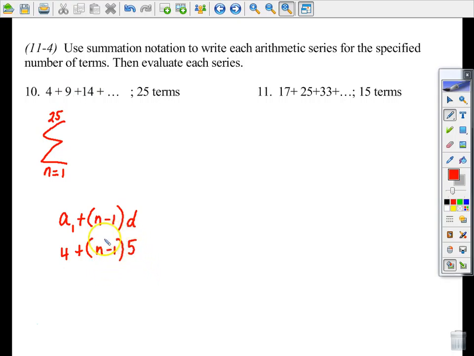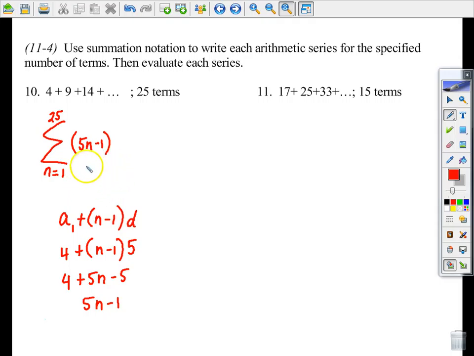Okay, so I'm going to do the distributive property, 5 times this parentheses. And then I'm going to combine like terms. And I come up with the expression that is placed to the right of sigma. And notice, since it's a binomial, then I must use parentheses.